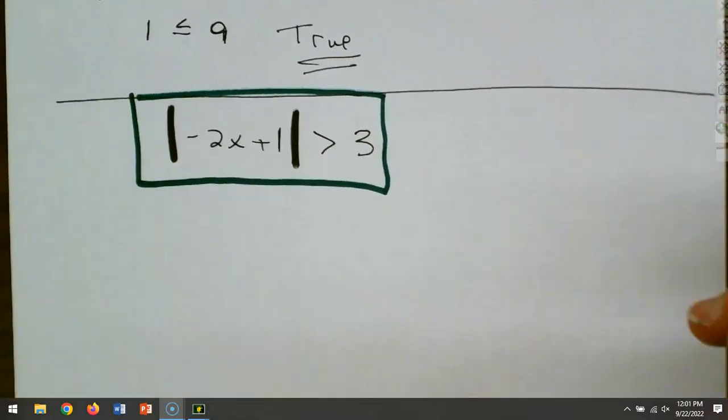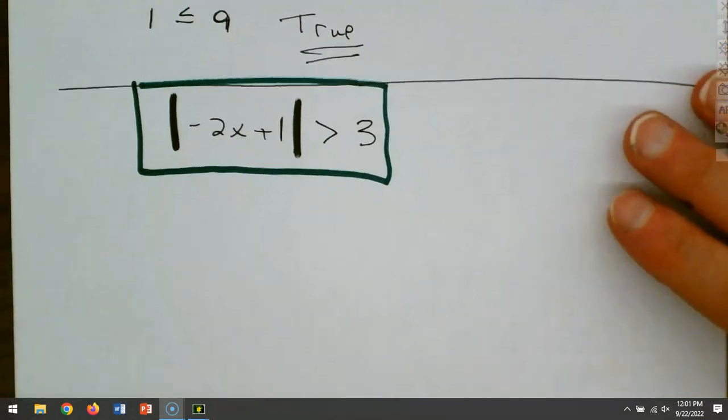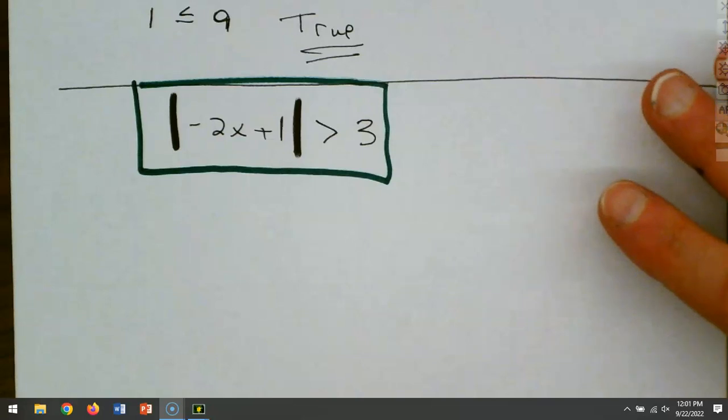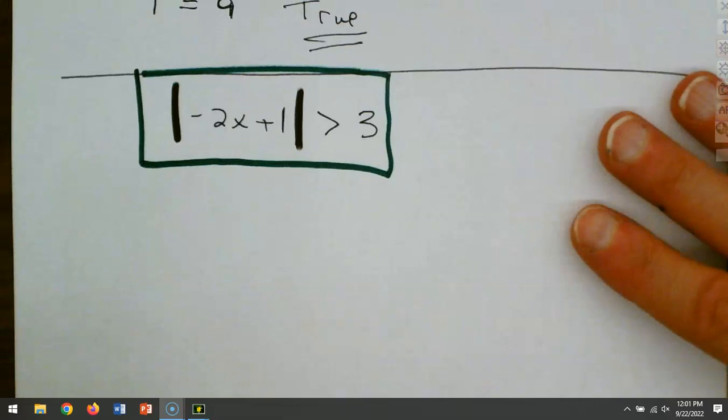Now, what equations do we have here? Okay, let's try to focus on what we're working on here. We're almost finished. We got probably 20 more minutes. So let's try to focus on what we've got here.